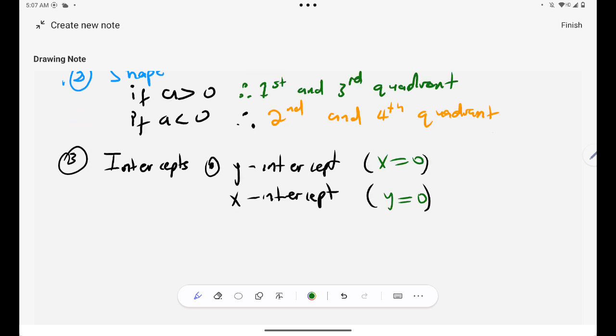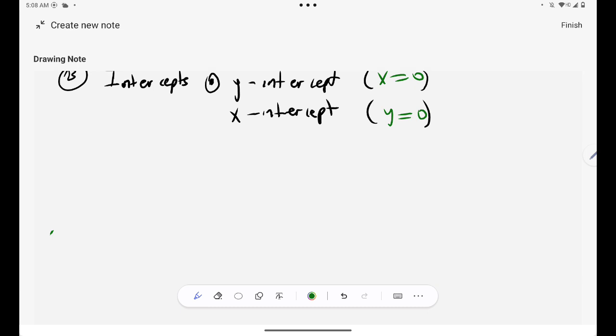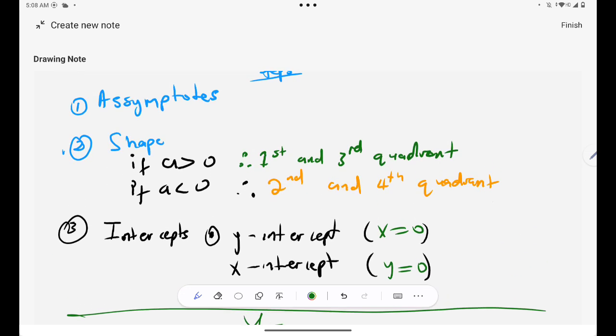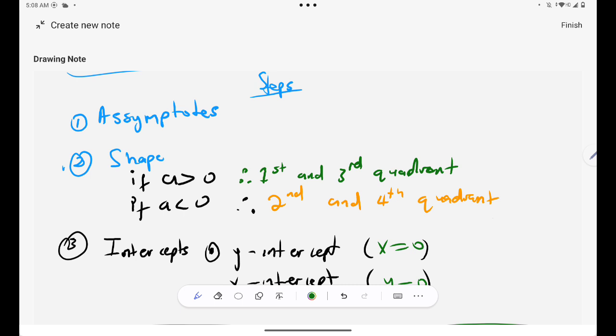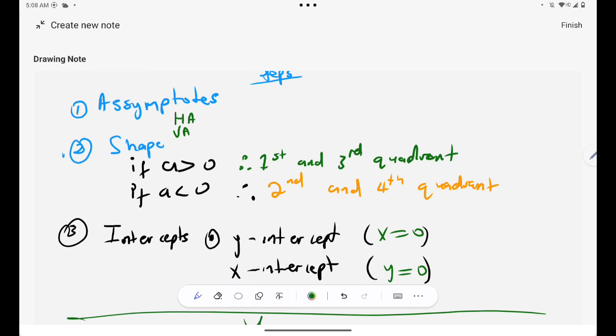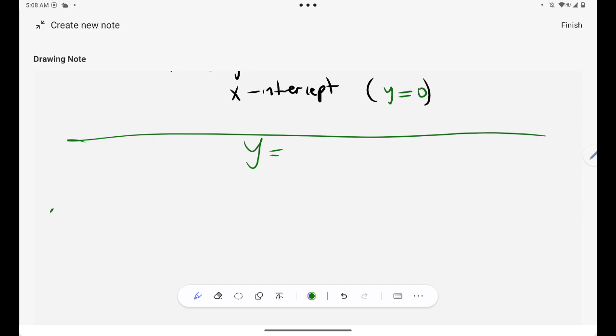Are you together? Sometimes your graph does not have both x and y intercepts. You must then just indicate an extra point on the graph. Example, let's say you have a graph of y. Please note this down, guys. They are very, very important. Asymptotes, you must always have your horizontal asymptote and your vertical asymptote. This is very, very important, guys. Write it down.